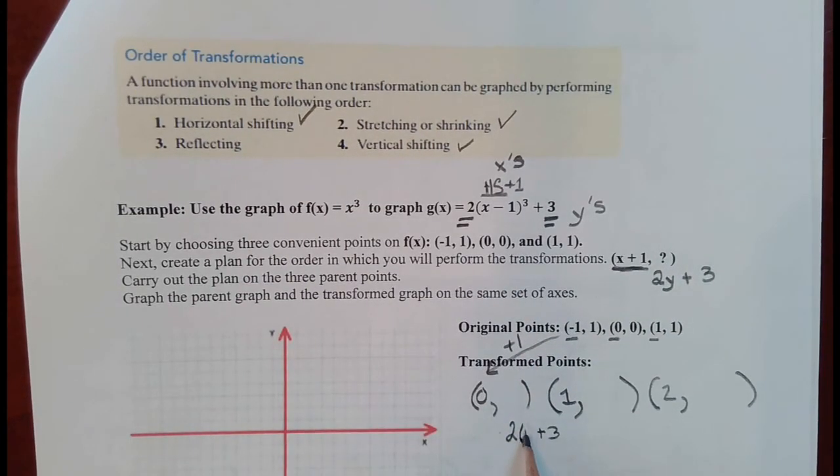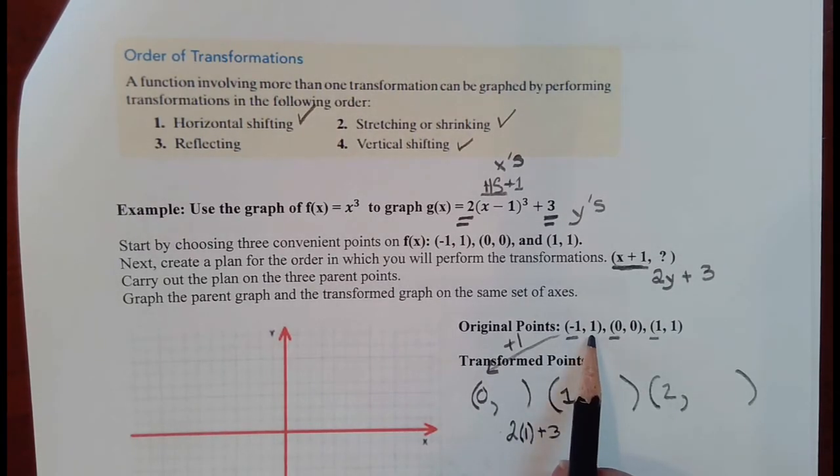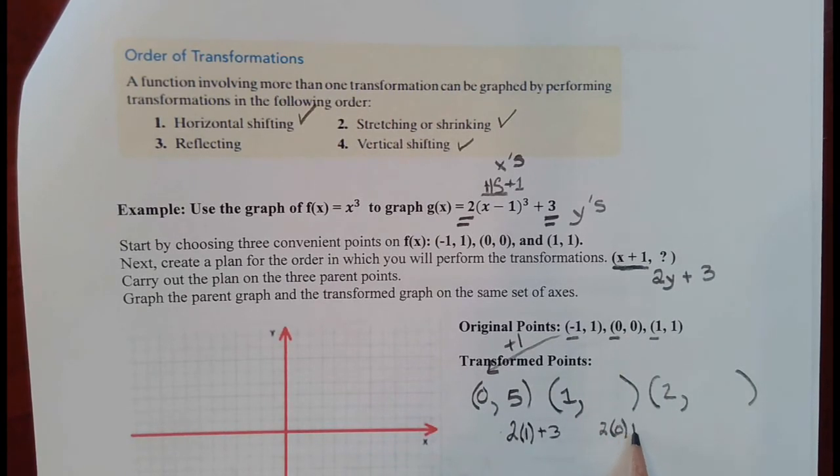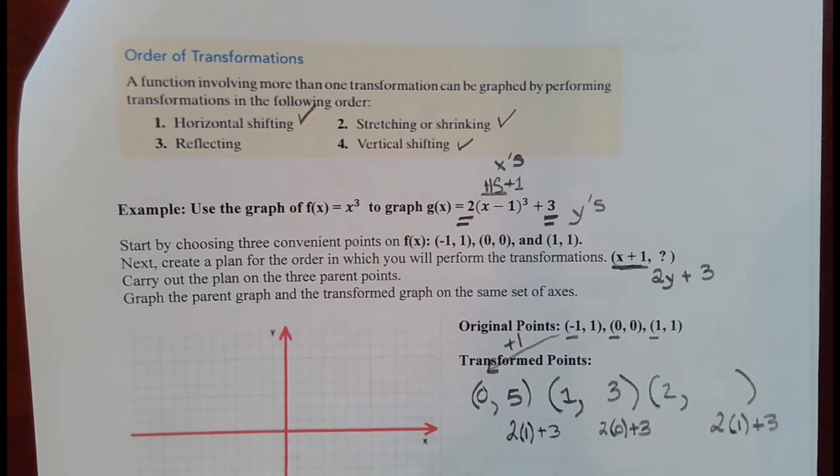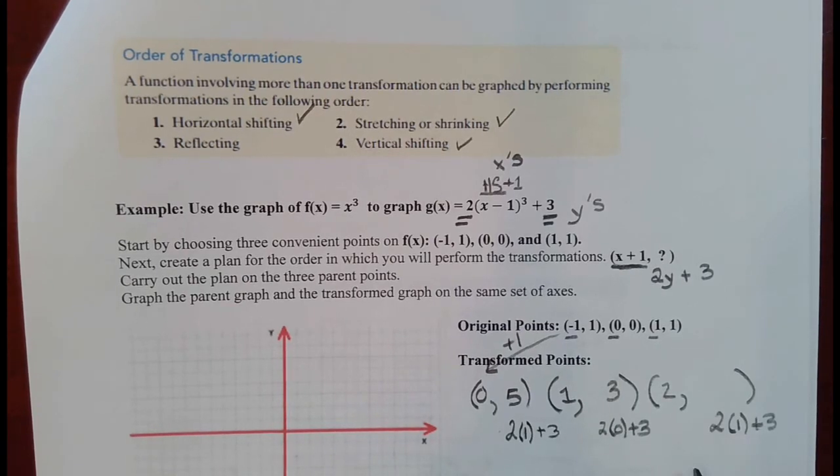So we took that first parent y coordinate and we went 2 times 1 is 2, added 3, we get 5. We're going to do the same thing here. We're going to take that parent y coordinate and go 2 times 0 plus 3, that gives us 3. Again, we're going to take that parent y coordinate, and you should probably be able to do that without writing it out, but that's up to you. So we got these transformed points.